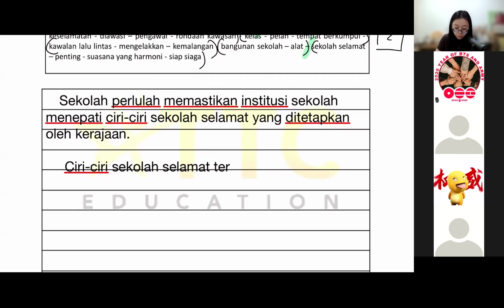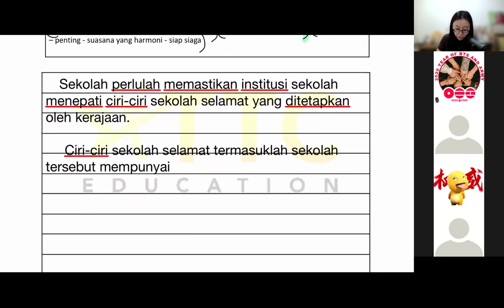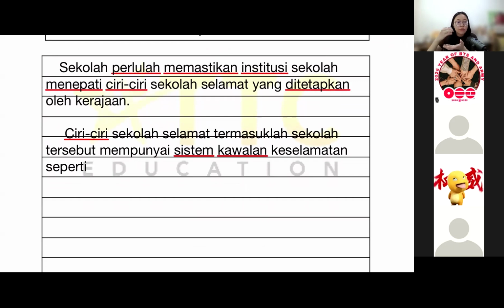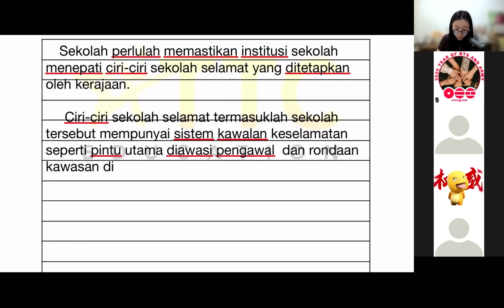The maksudnya include of sekolah tersebut mempunyai, that school, they have sistem kawalan keselamatan seperti, normally at your front gate they have those guards. So seperti pintu utama diawasi pegawai, the guard, dan rondaan, the patrol, rondaan kawasan di sekolah turut dijalankan oleh pengawal tersebut, that guard.